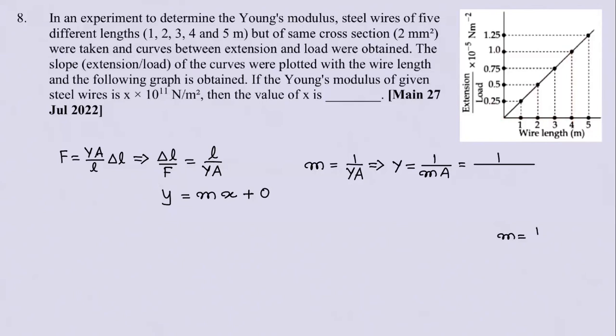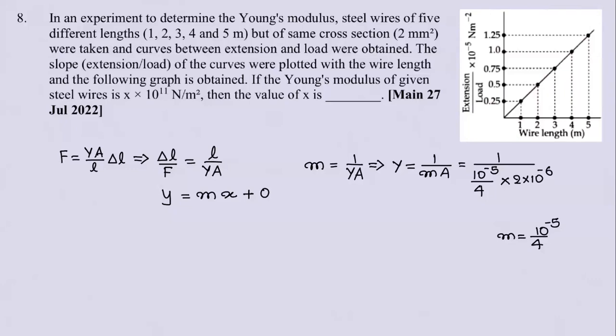So delta y is 1, delta x is 4. But be careful, here 10 power minus 5 is there. So you have to write 10 power minus 5. That's the slope. So it will be 10 power minus 4, 5 by 4 into area. What is the cross-sectional area? 2 millimeter square. 2 into millimeter means 10 power minus 3 millimeter, and millimeter square means 10 power minus 6.